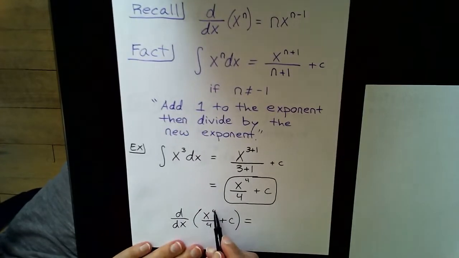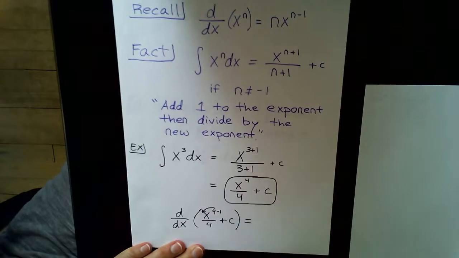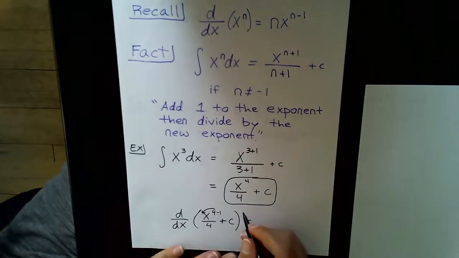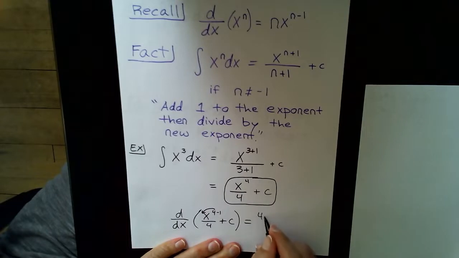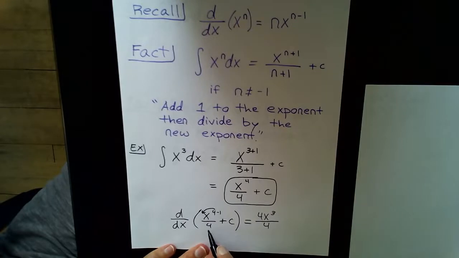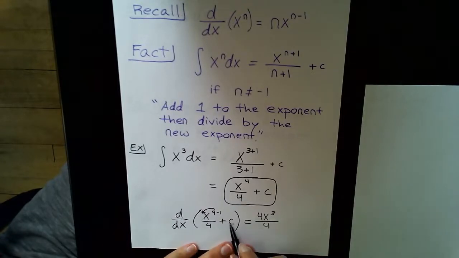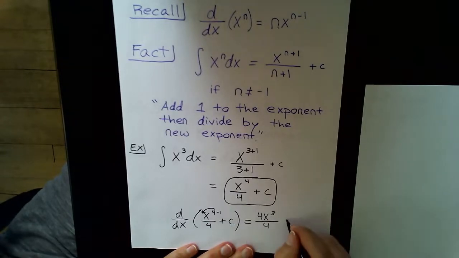If we take the derivative of x to the 4th over 4, we have to multiply our exponent out front and then subtract 1 from it. So we multiply the 4 out front, which gives us 4x to the 3rd divided by 4. Remember, we don't need to use the quotient rule because the 4 is just a constant in the denominator. If it were a variable, we would need the quotient rule. And from here, the derivative of plus c, well, the derivative of any constant is just 0.